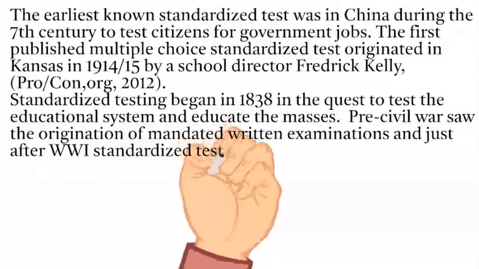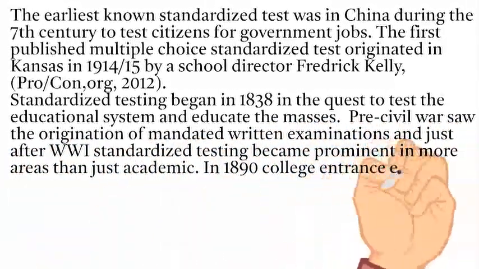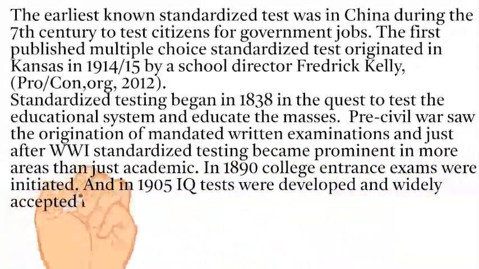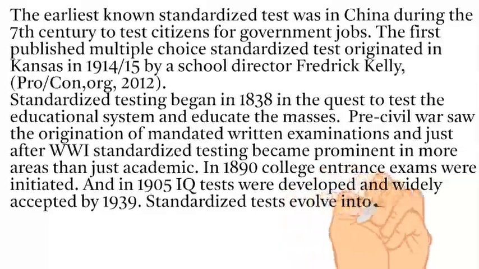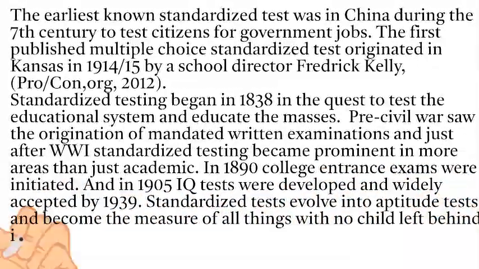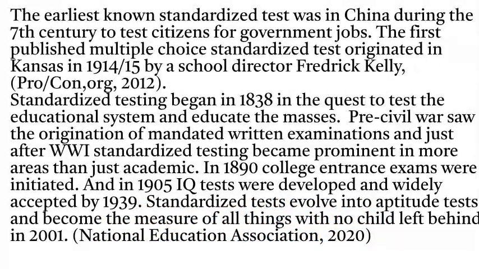So, pre-Civil War saw the origination of mandated written examinations, and just after World War I, standardized testing became prominent in more areas than just academic. In 1890, college entrance exams were initiated, and in 1905, IQ tests were developed and widely accepted by 1939. Standardized tests evolved into aptitude tests and became the measure of all things with No Child Left Behind in 2001. This is from the National Educational Association, 2020.